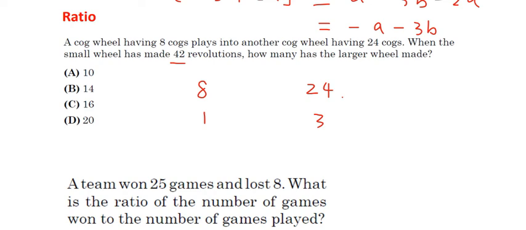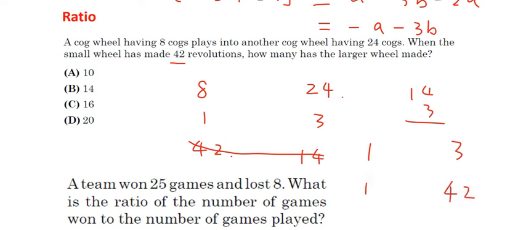So if there's 42, so just 1 over 3 is the ratio. 42 divided by 3, let's say 14. Oh yeah, 14. So if this one is 1, the other one is 3. If there's 42, maybe I should put 42 here. If 1, then 3. If this is 42, then this is 14.